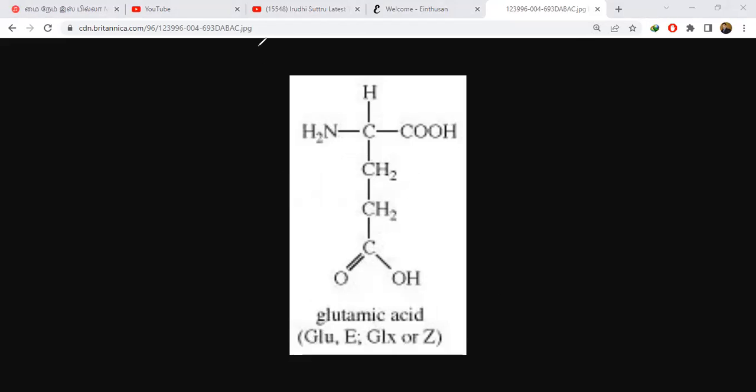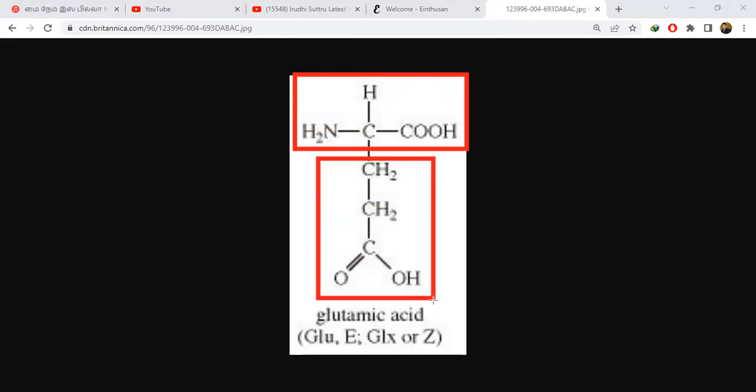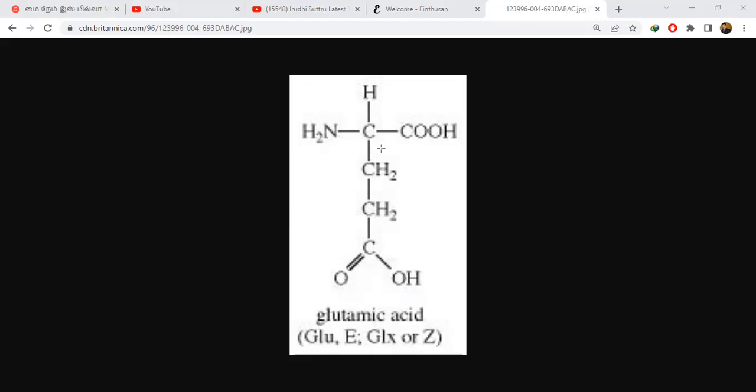Glutamic acid. In the glutamic acid, this part is going to be the backbone: carbon, amino group, carboxyl group, hydrogen. Then the rest here is going to be the side chain. So from one amino acid to another amino acid, what is changing? The side chain is changing. Are you clear? Right.